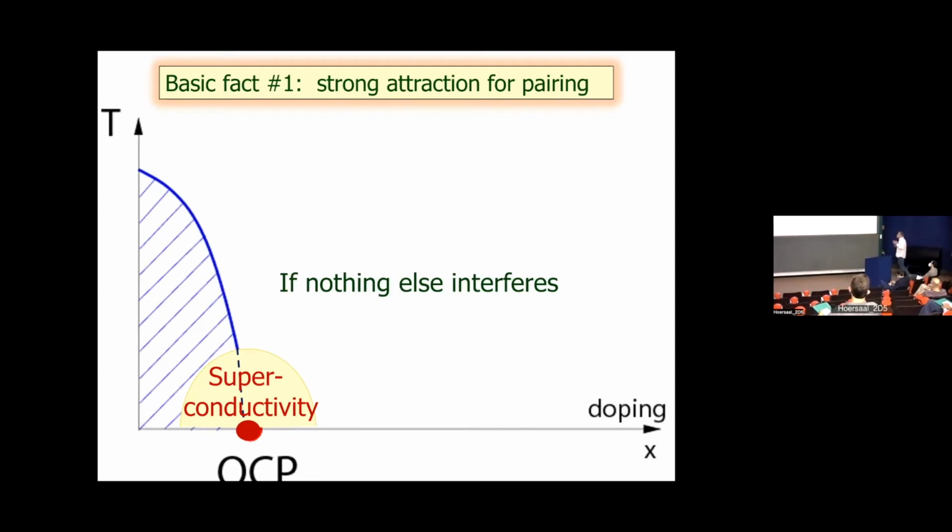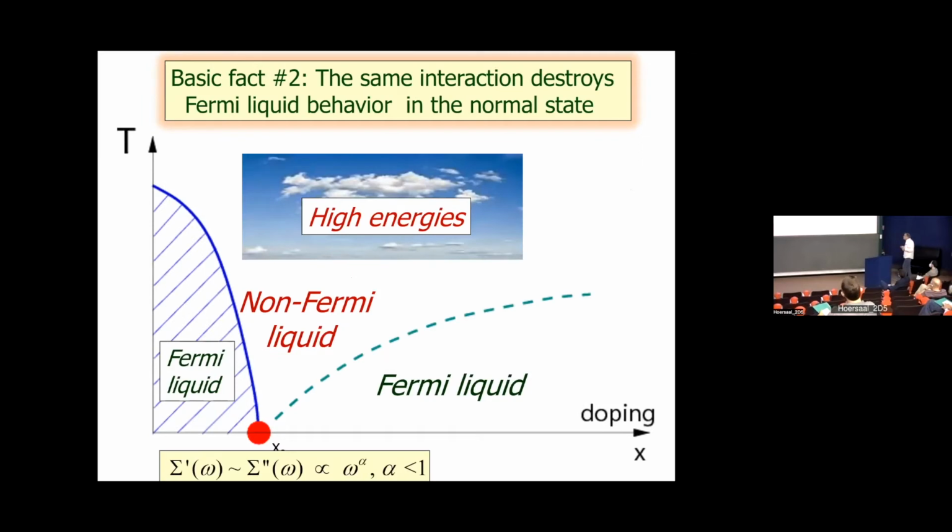Which means that if nothing else interferes, meaning of this phrase, if you take free fermions and make them interact through this soft boson, which softens at the critical point, you find out that yes, there is attraction, and the softer the boson, the larger the attraction, and you get superconductivity.